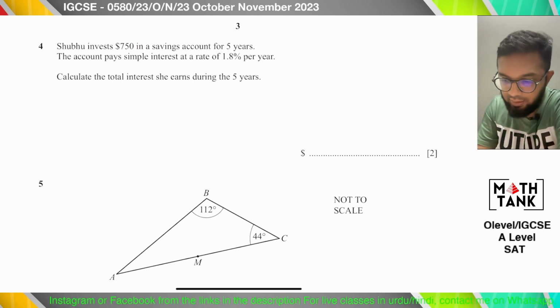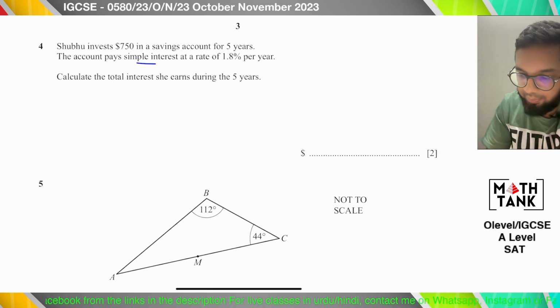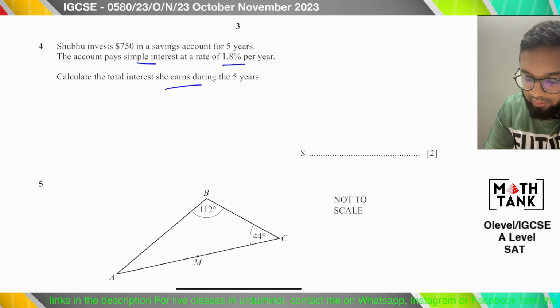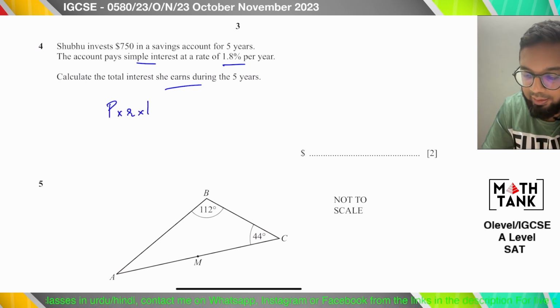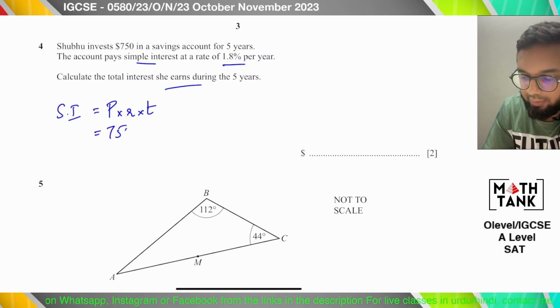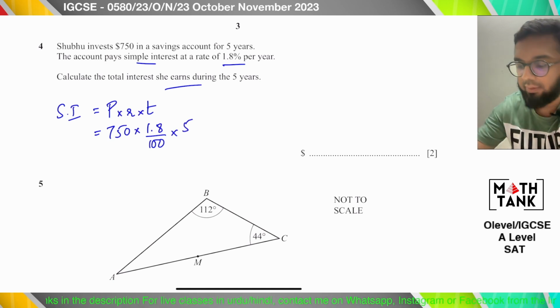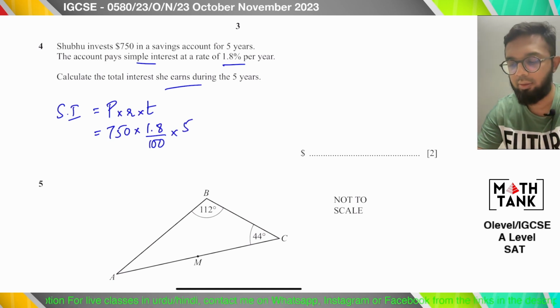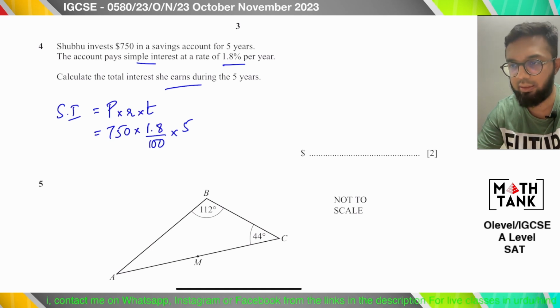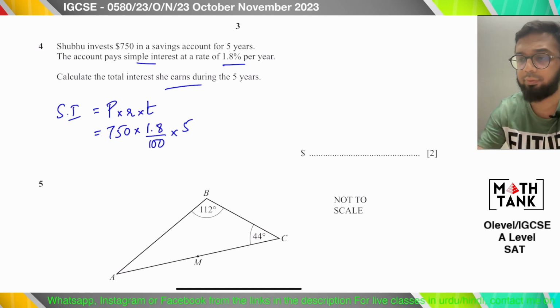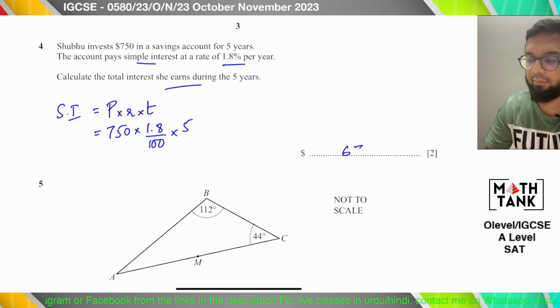A person invests 750 in a savings account for 5 years. The account pays simple interest at a rate of 1.8% per year. Calculate the total interest. So simple interest is just P times R times T. So P is 750. The rate is 1.8% per year. And the time is 5 years. So 750 into 0.018 into 5. 67.5.